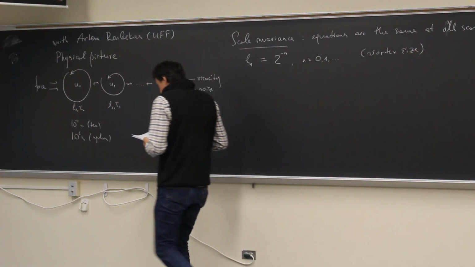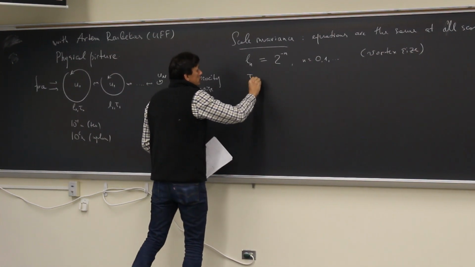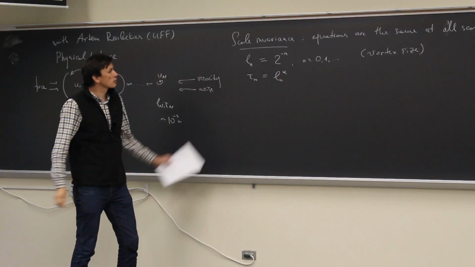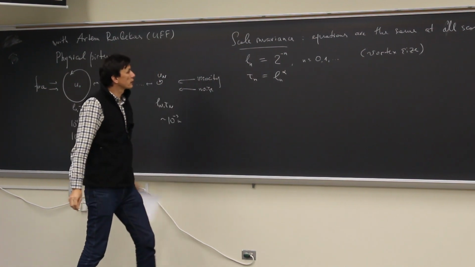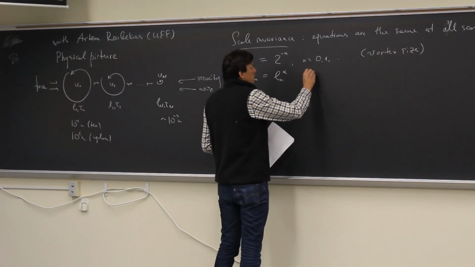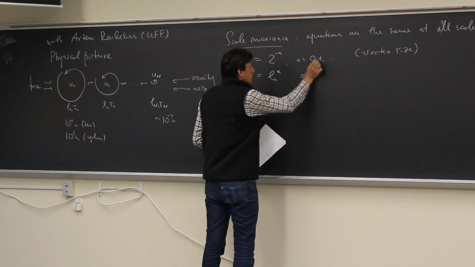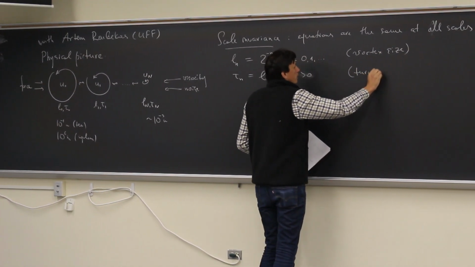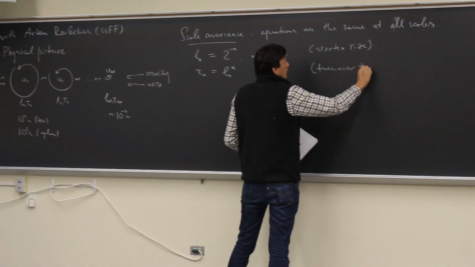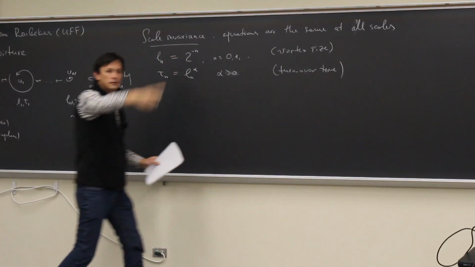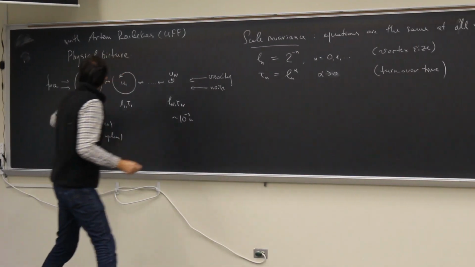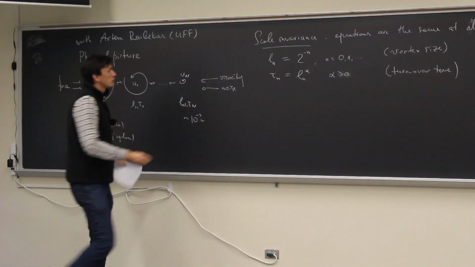And then there is a time scale, which you can usually model as a certain power of the length scale. So there is a power relation, with alpha bigger than 0. You can think of this as the turnover time, the time at which the vortex makes the full turn. And then the variable which you put at every scale.